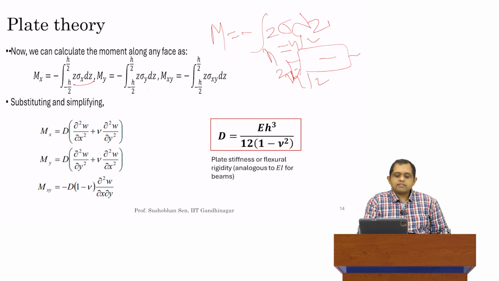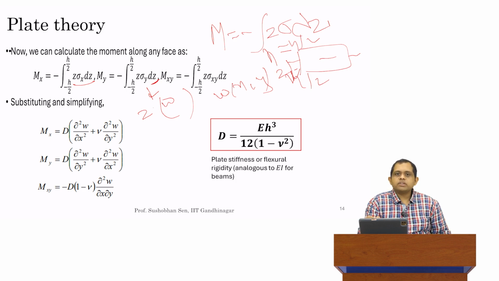Similarly, we can write for My and we can write for Mxy. We already had expressions for sigma x and sigma y, and these were basically some form of z into something which was a function of w. Note again that w was a function of x comma y. So w has no relationship to z, which means as far as this integral is concerned, the integral is with respect to dz, and whatever terms we have with respect to w are essentially constants for the integration. The only integration that we will perform is with respect to z.